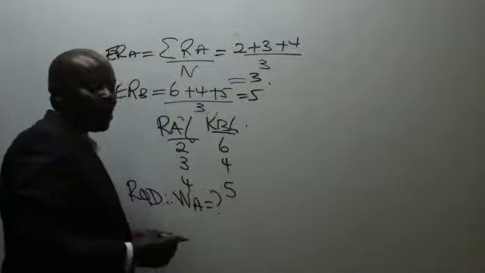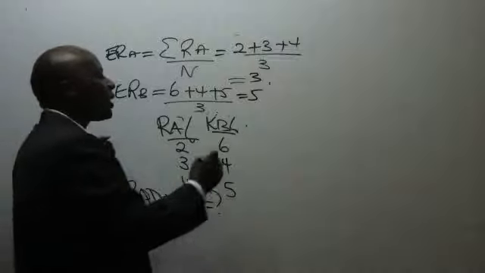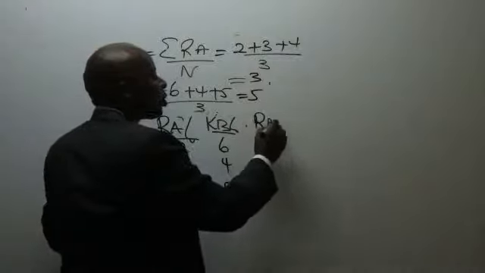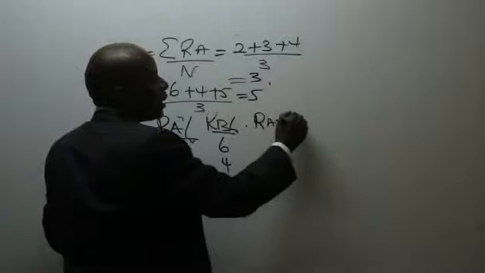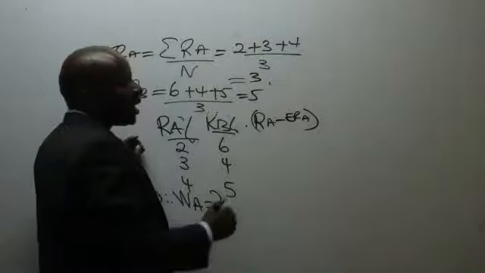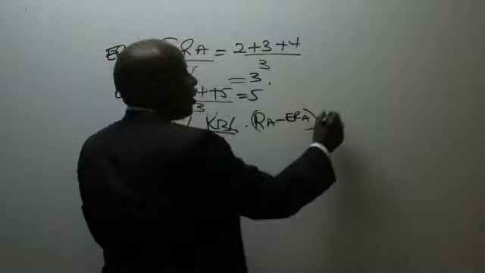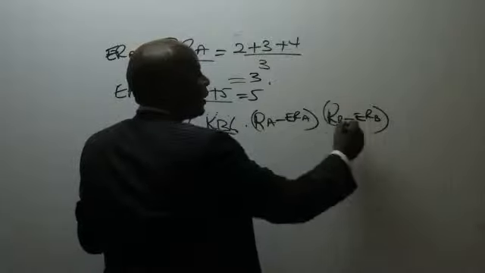So if I'm the one doing this, given the exposure that I've given you guys, I'll create the deviations column. I'll get the deviation of A from the expected return of A, and then I'll do the deviation of B, which is RB minus ERB, like that.